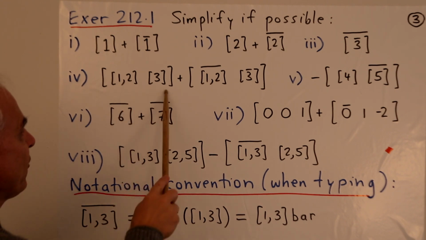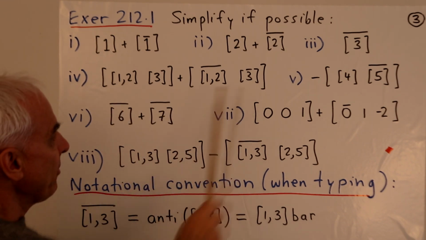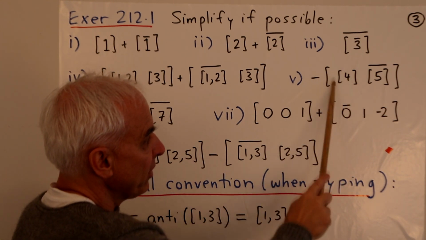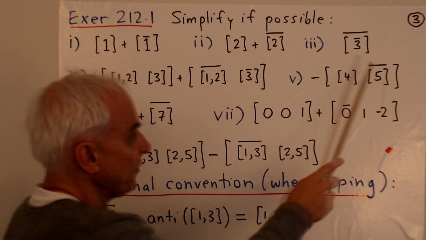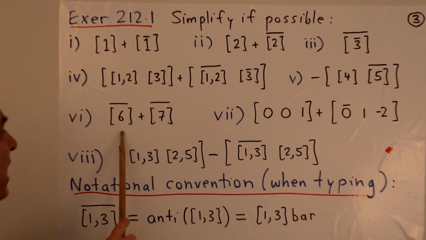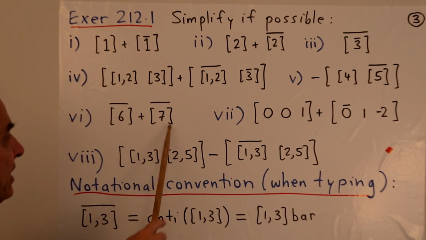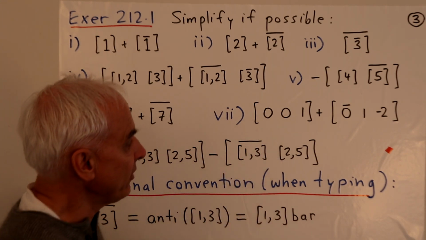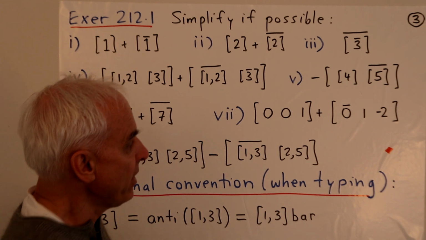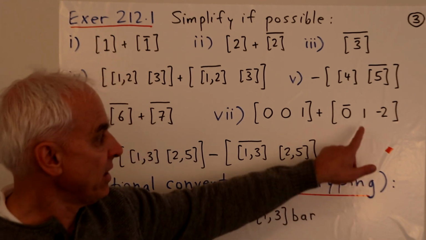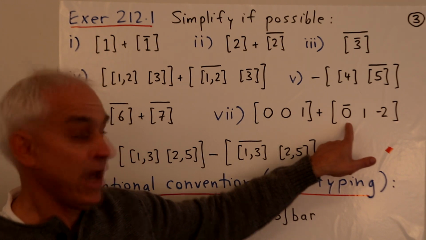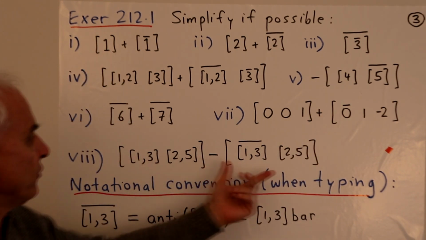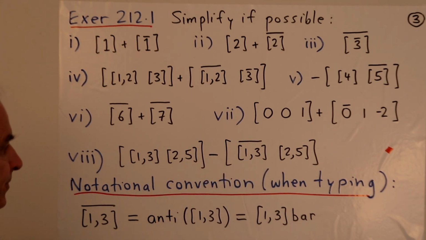Here is the anti of an mset with inside 3 bar. Here we have this mset plus this mset. Here we have the negation of this mset, where this one contains a singleton 4 and the anti of the singleton 5. Here we're adding the anti of the singleton 6 and the anti of the singleton 7. Here we have an mset consisting of numbers 0, 0, 1. And here's an mset consisting of integers 1, -2, and also the anti-0. And here's a difference of 2 msets.